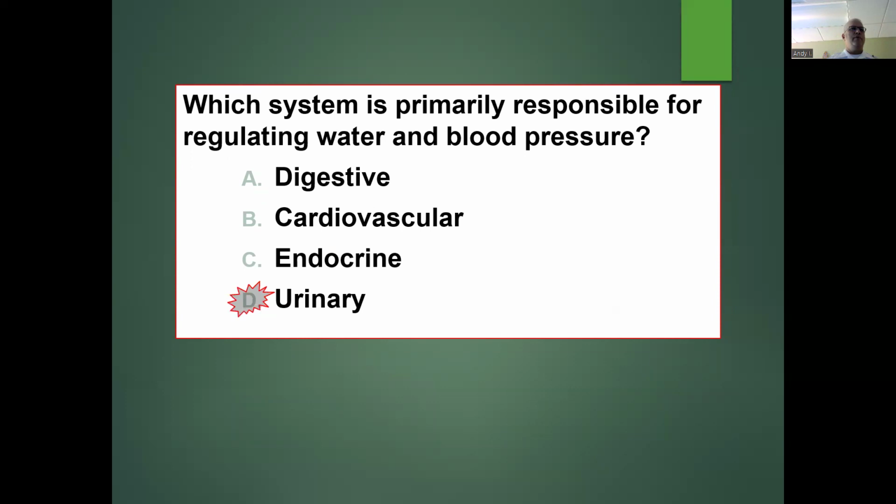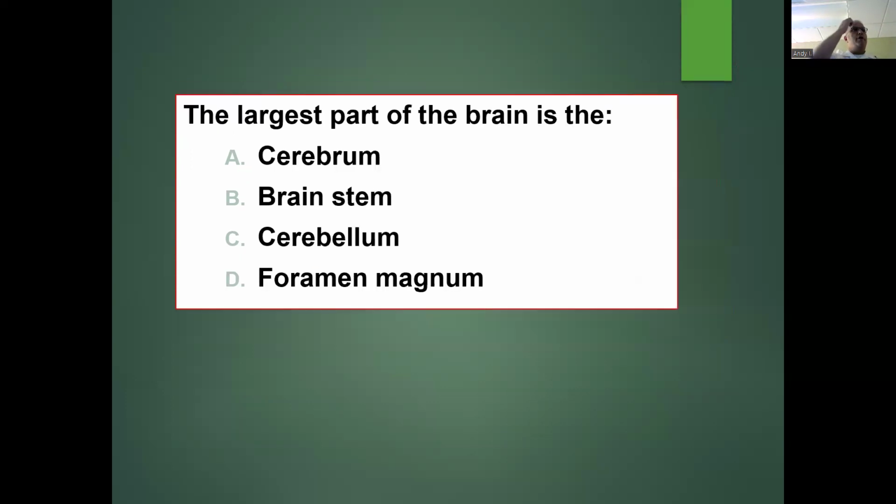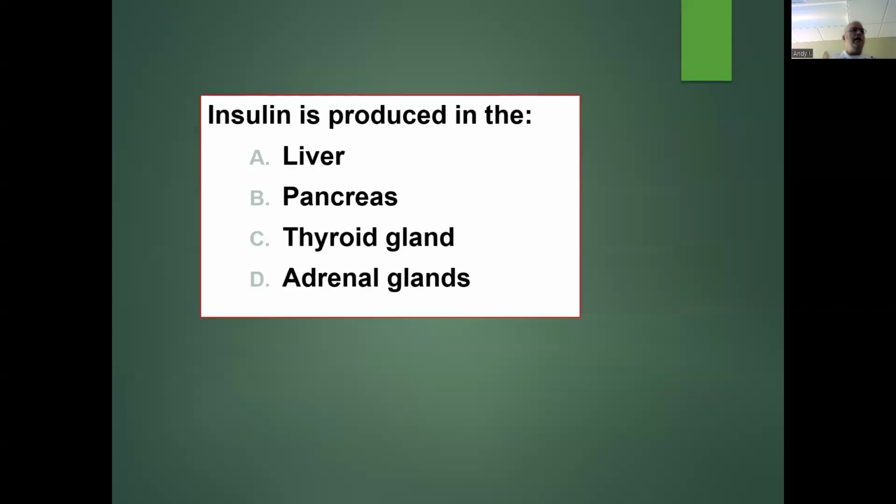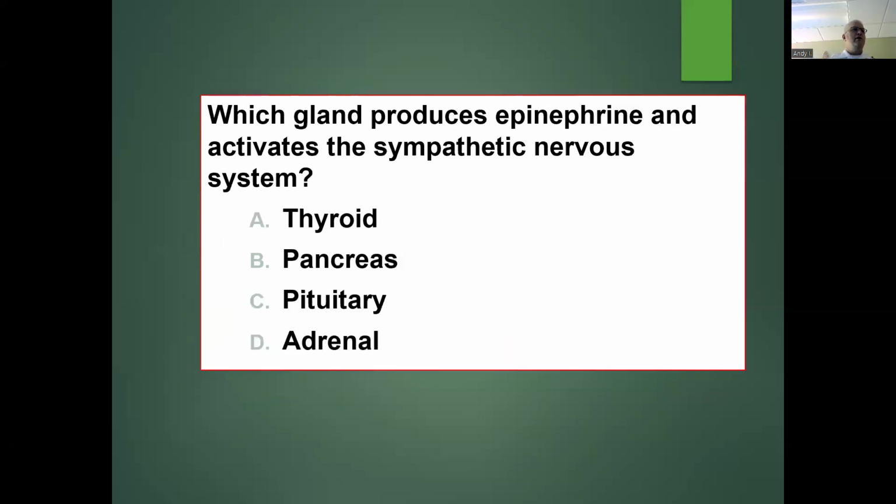Urinary system. The largest part of the brain is the, what did I say? Otherwise known as, what did you say? I heard that it was the cerebrum. All right. Insulin is produced where? If you said pancreas, that's because you're smart. Because that's right. Which gland produces epinephrine and activates the sympathetic nervous system? Epinephrine sounds like adrenaline, must be the adrenal gland.